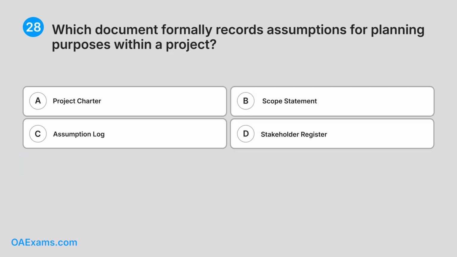28. Which document formally records assumptions for planning purposes within a project? A. Project charter. B. Scope statement. C. Assumption log. D. Stakeholder register. Do you know the answer?